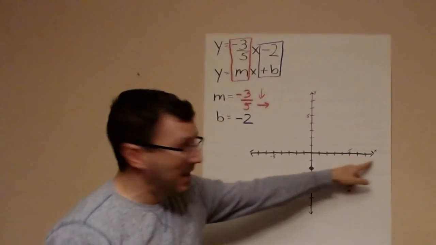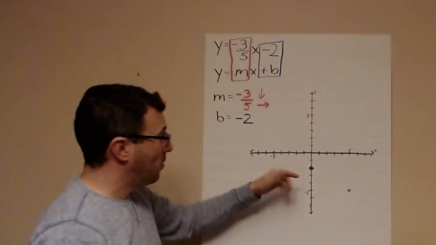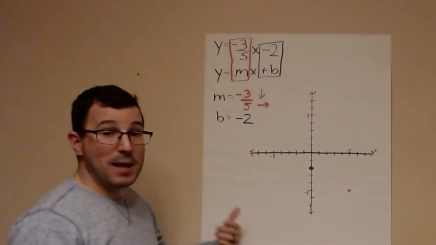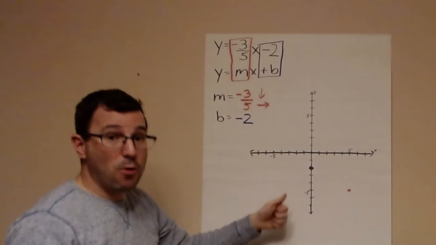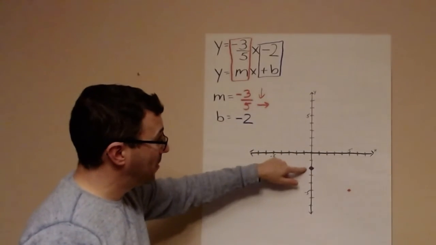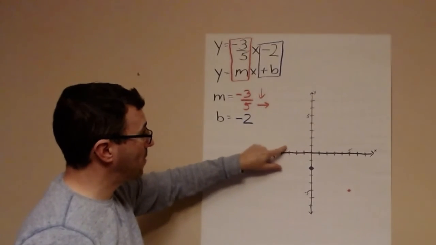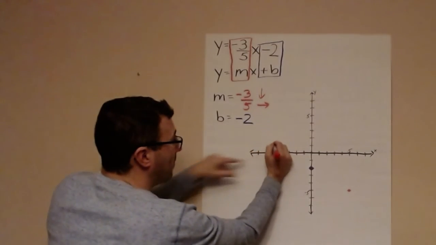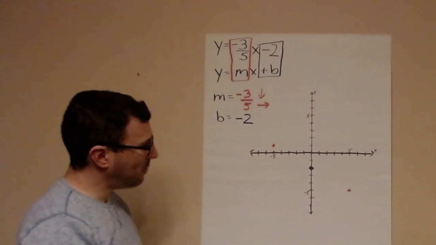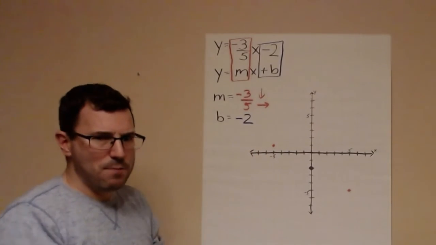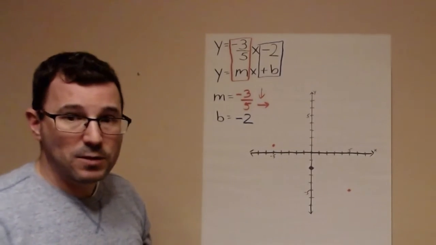Now I look, I can't go another 5 to the right, so that's not going to work. So I'm going to go backwards. This time, because I started off going down and to the right, now I'm going up and to the left. 1, 2, 3, 1, 2, 3, 4, 5. Can't go any farther this way. But I'm looking, and those 3 points look like they're straight to me.